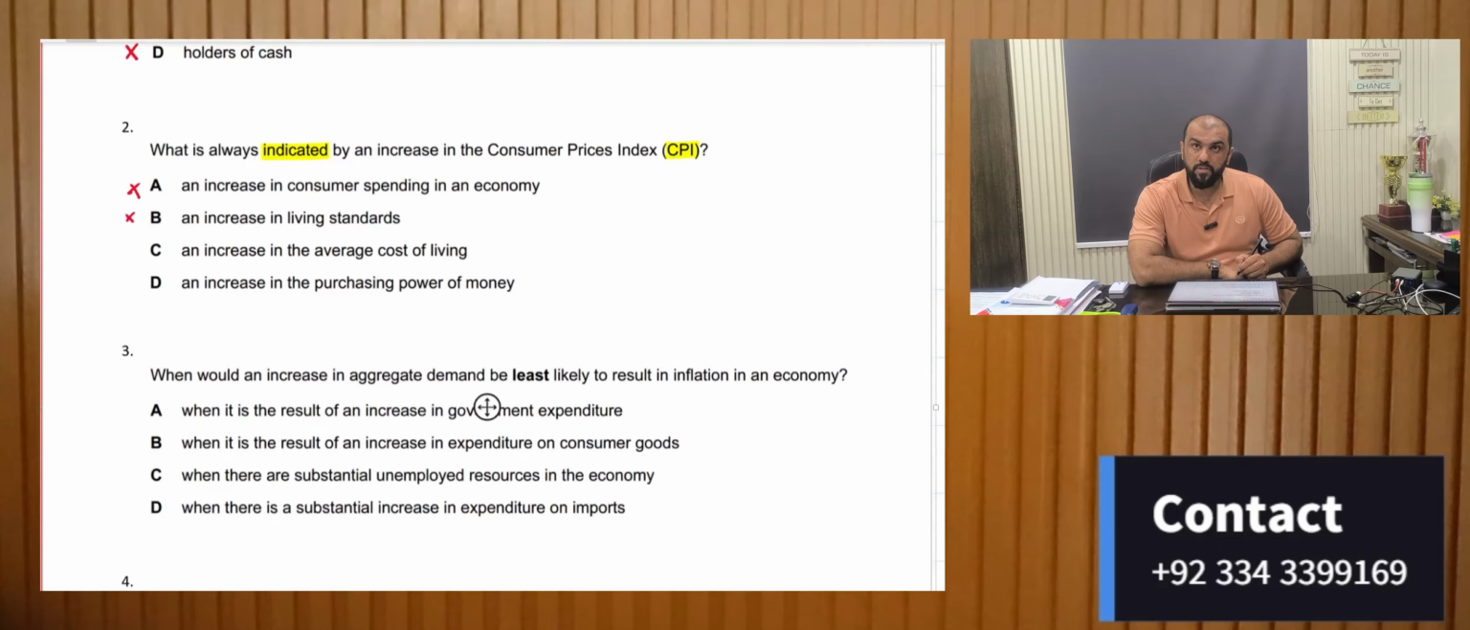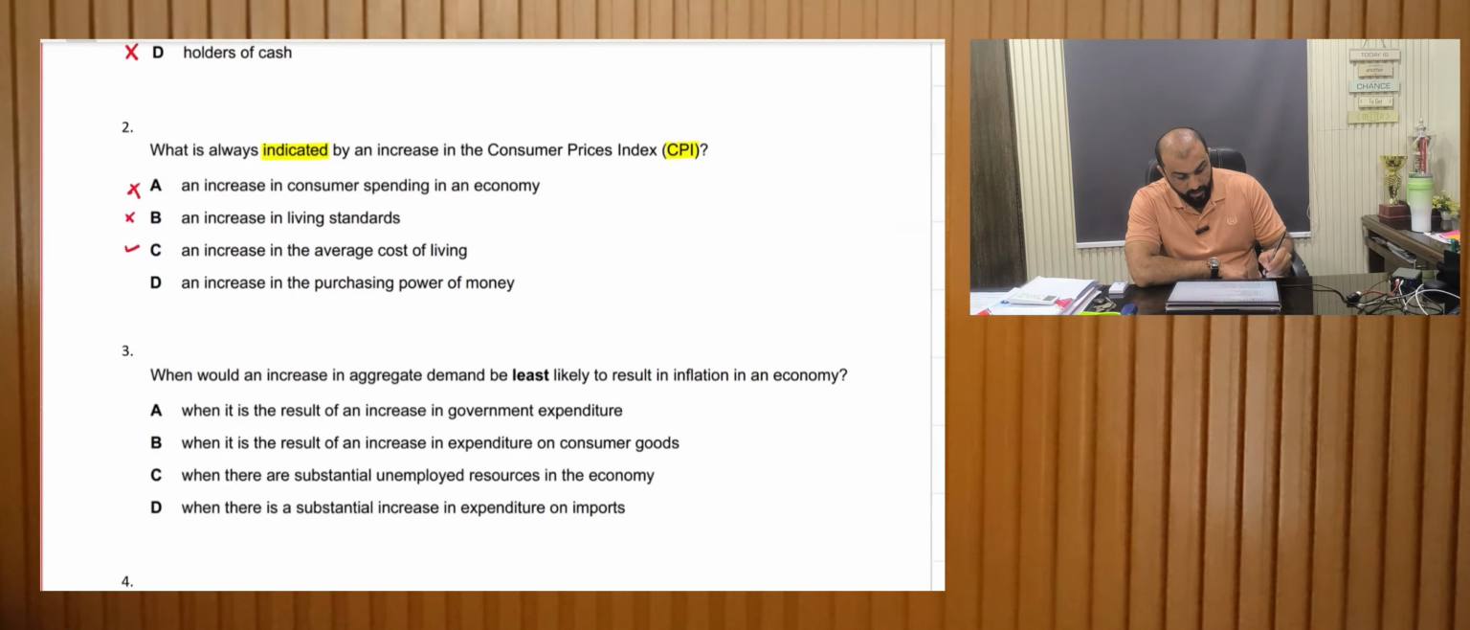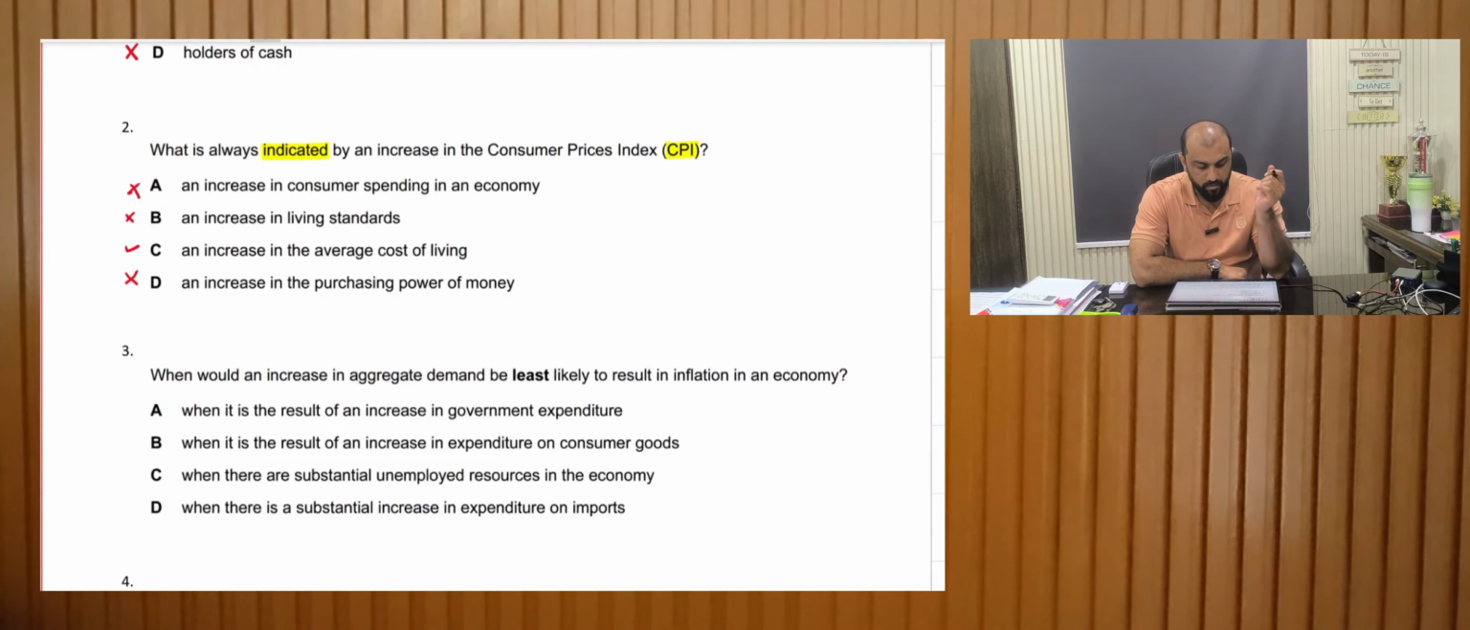An increase in the average cost of living. Well, this is the right answer, because now everything is expensive. Living life becomes more expensive. An increase in the purchasing power? Incorrect. It's a fall in the purchasing power.